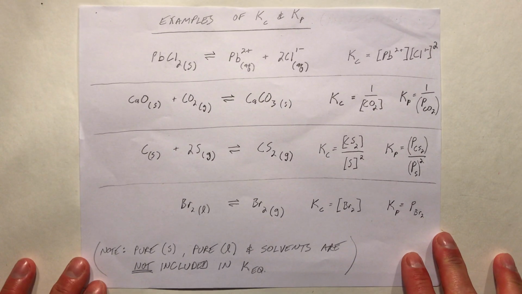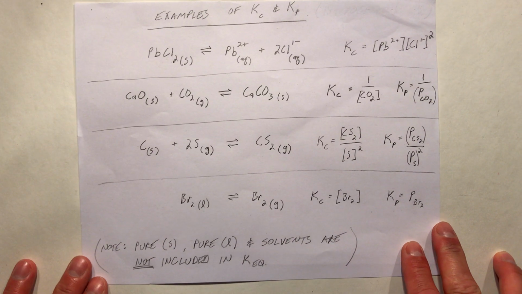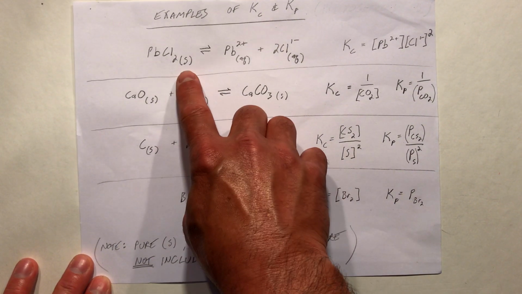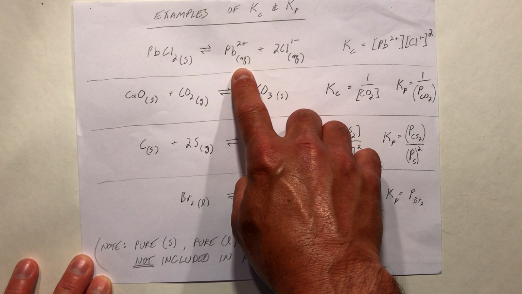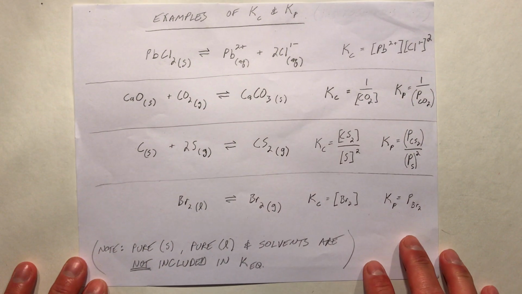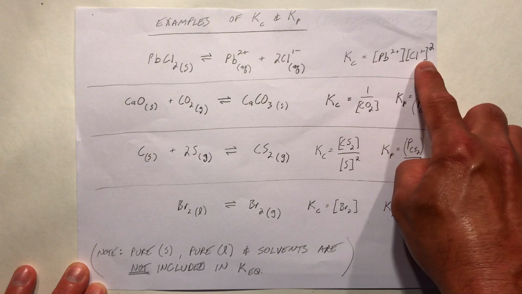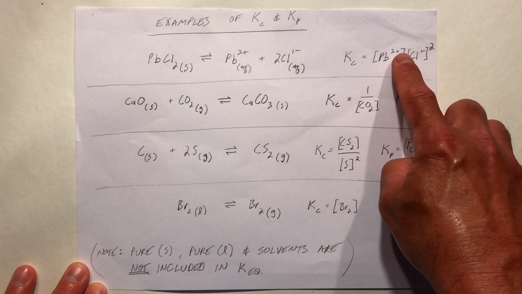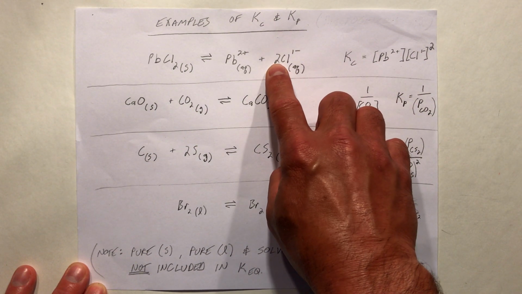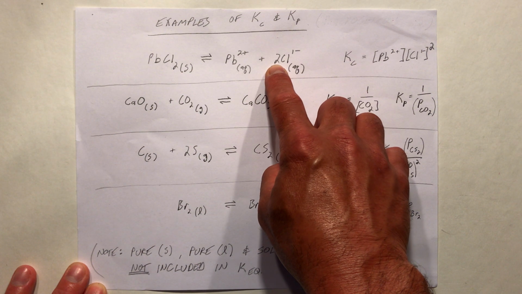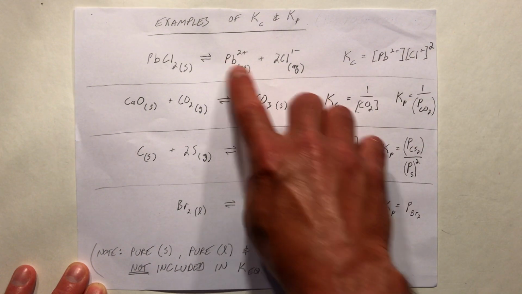Some more examples of Kc and Kp. Here we have a solid reactant and 2 aqueous products. So Kc would be calculated using only the concentration of the aqueous products raised to their stoichiometric coefficient powers. So here we have a 2 coefficient, so that's second power, and here we have a 1 coefficient, so that's first power.